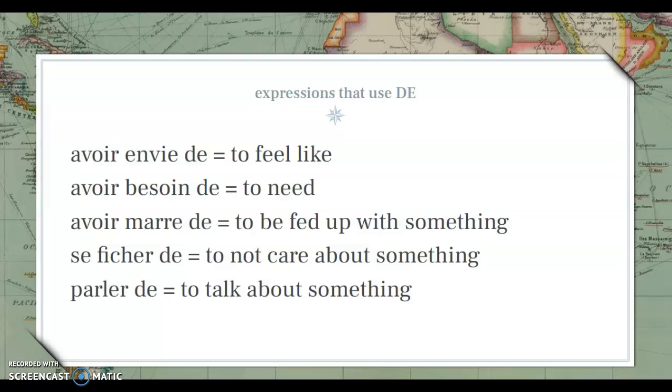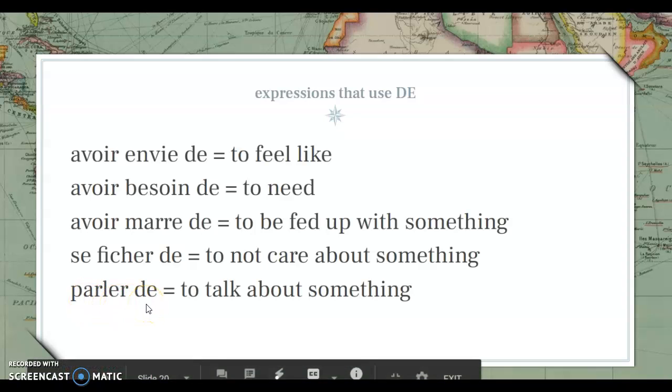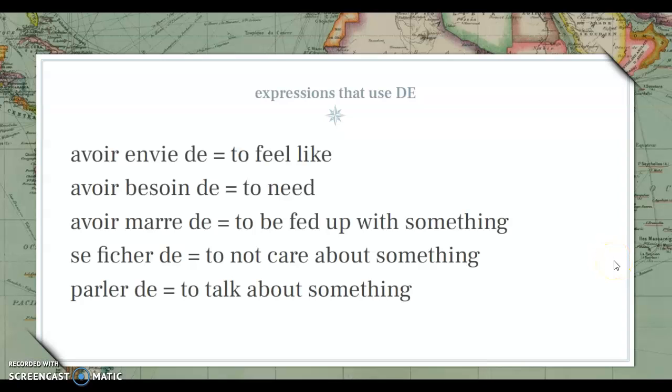There are some expressions that use de, which will always require en. Some that we have seen this year are avoir envie de, to feel like, avoir besoin de, to need, avoir marre de, to be fed up with something, se ficher de, right, to not care about something, and parler de, to talk about something. All of these require a de and use a de, which means they use an indirect object, and that will be replaced by en.